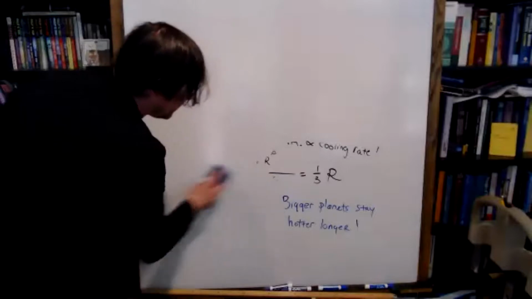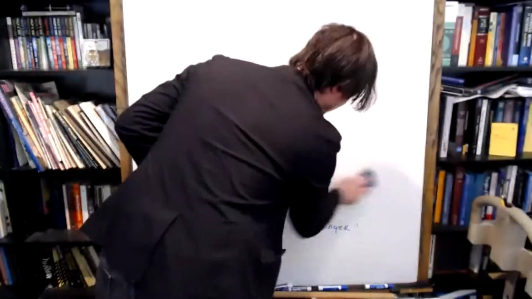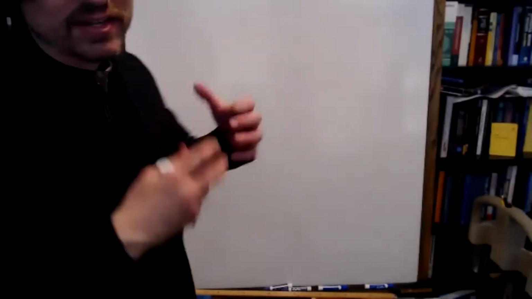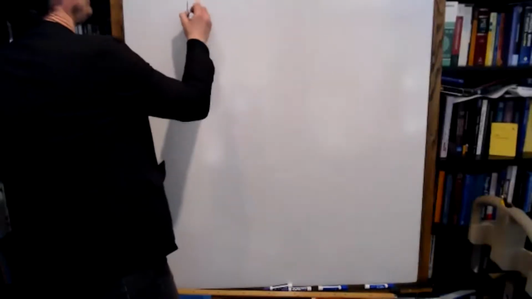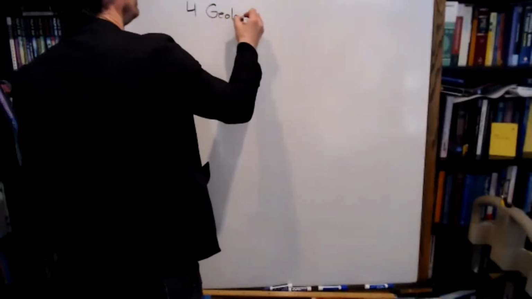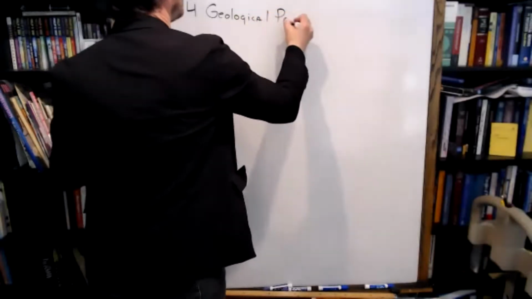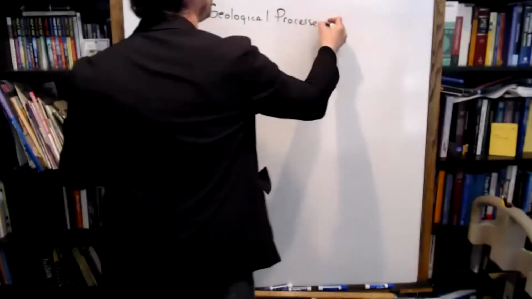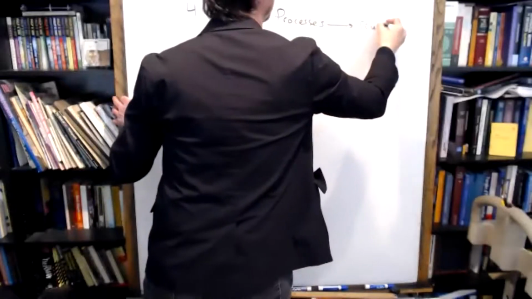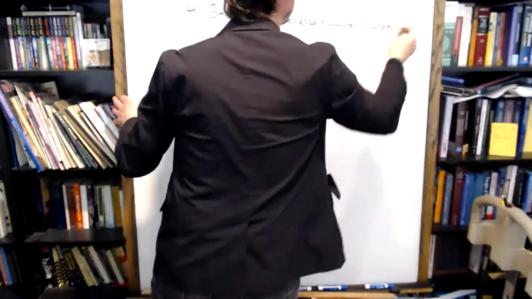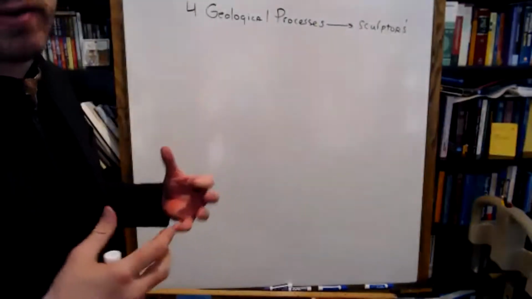Now that we know that interior heat is what's driving geology, we can focus on the geology itself. And if we want to use something like Aristotle's sculptor analogy, we can think of the 4 geological processes as sort of like sculptors. And these sculptors shape the surface of a planet over time, and they are responsible for why Mars looks like it does or why Earth looks like it does today. Sorry, I've lost focus here. So these are sculptors.